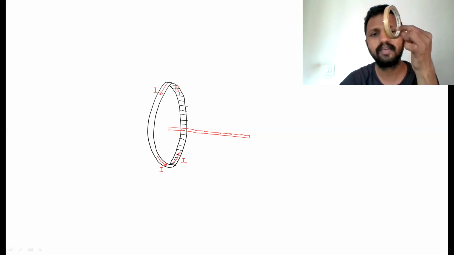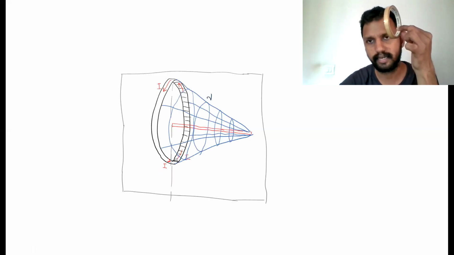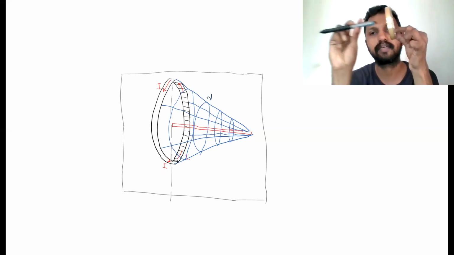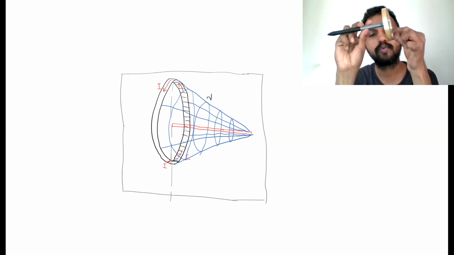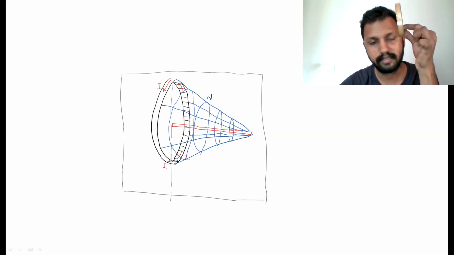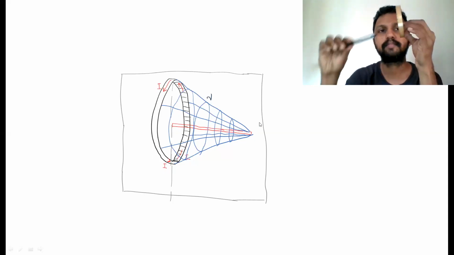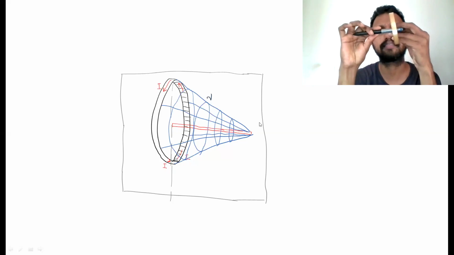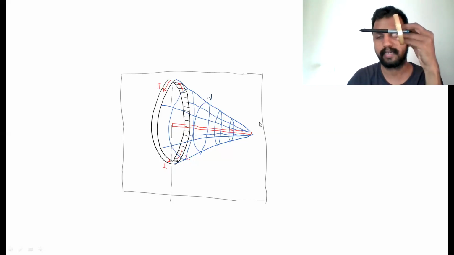Then, if I take the next diagram, you can see the red color axis of the ring, and next you can see many blue color lines. That is, you can see this line, this line, this line, and all. They are lines from the ring to the axial point. Let me hold the axis like this. Let this be our axis.